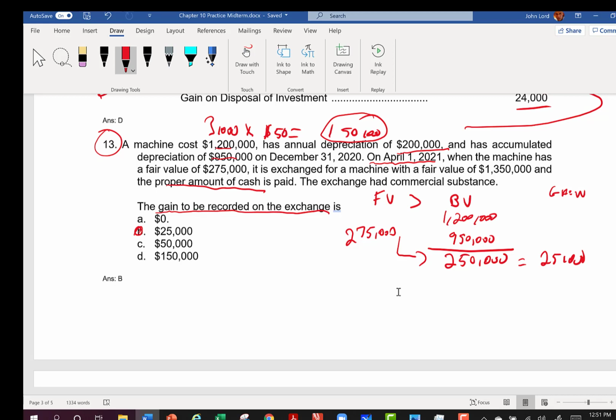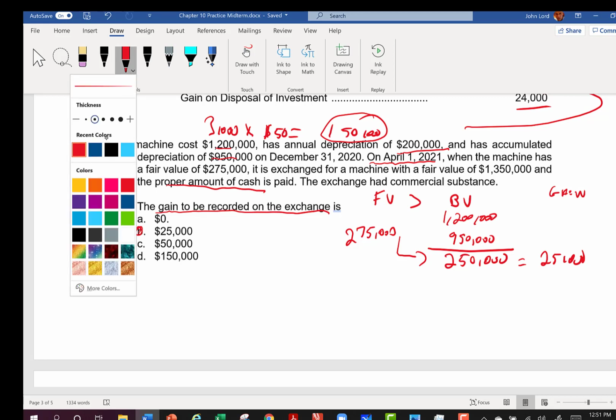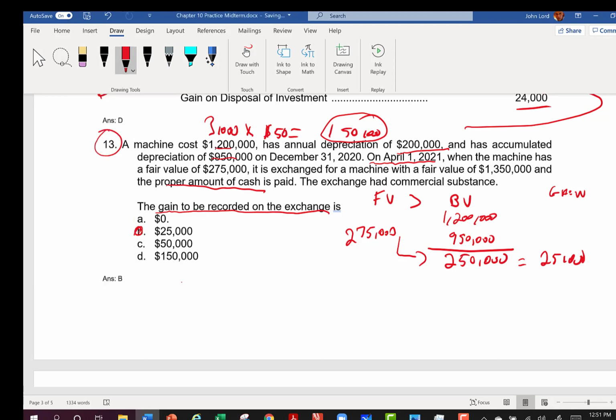Okay, now let's just go ahead though, and let's keep messing with this thing, and let's see if we can figure out the whole journal entry. So we know already we're going to have a credit to a gain of 25,000. I'm not going to write that down right now. Okay, and then what are we going to do then? Okay, and then we're going to go ahead, and I think I'm going to calculate, because they say the proper amount of cash was paid. Well, why wouldn't I know what the proper amount of cash is? But they're going to go ahead and make me calculate that. So what would be the proper amount of cash that would have to be paid here?